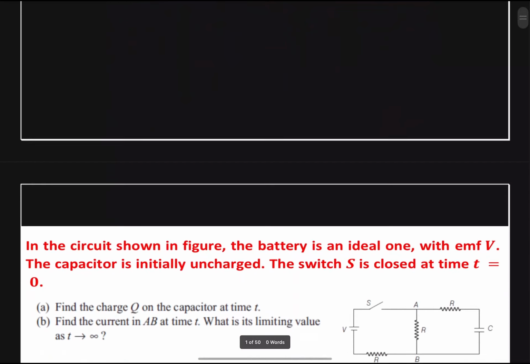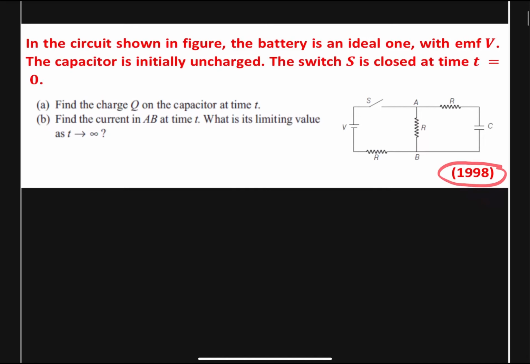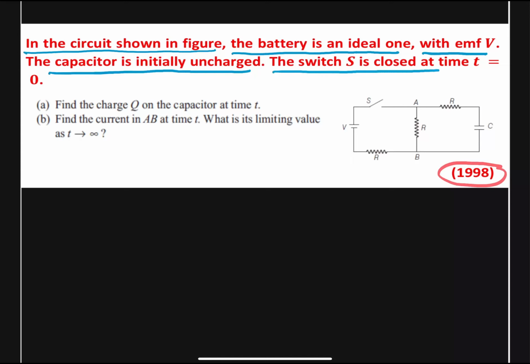So first question, it was asked in the year 1999, and it states that in the circuit shown in the figure, the battery is an ideal one with EMF V. The capacitor is initially uncharged. The switch S is closed at time t equal to 0. Find the charge on the capacitor at time t. Part B. Find the current in AB at a time t. What is the limiting value as t tends to infinity?